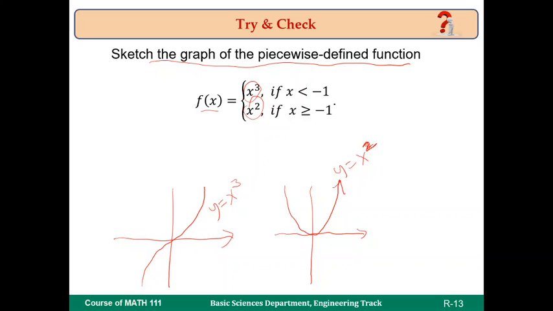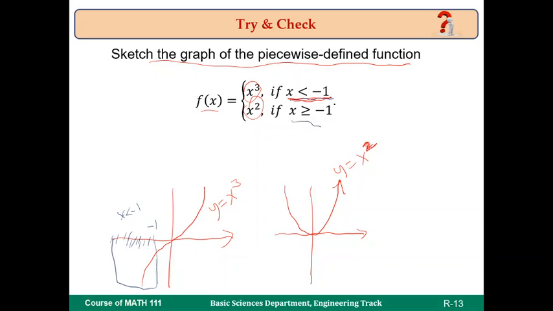Then we have to take the part which x is less than -1. So here x is less than -1. Where is x? It's -1 is here. So we take x less than -1. So it means we take this part here. So it means we're taking this part of the graph.